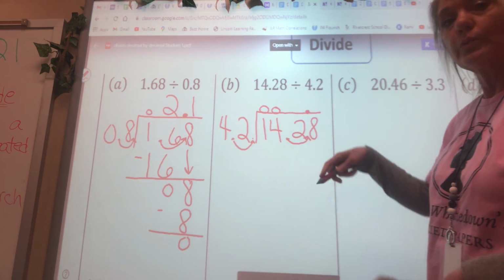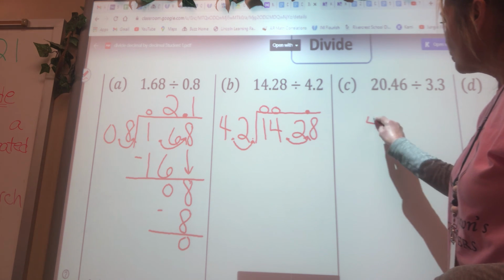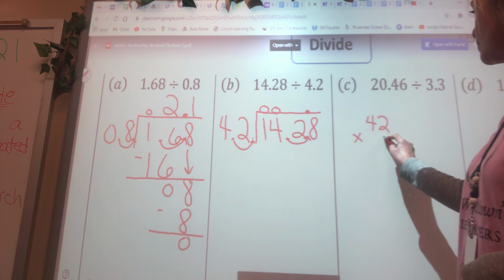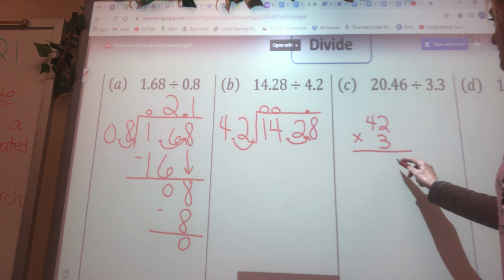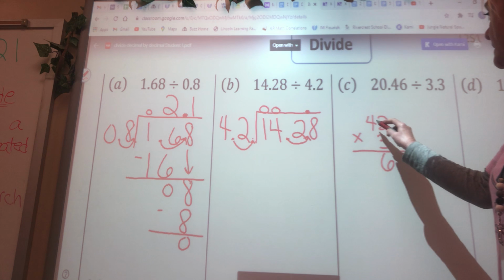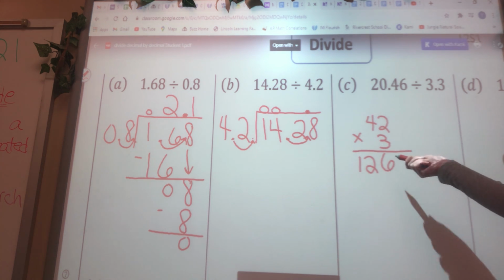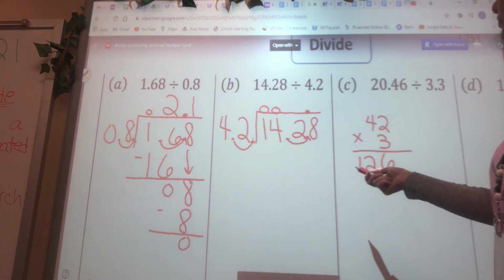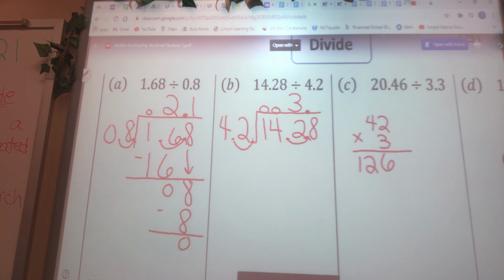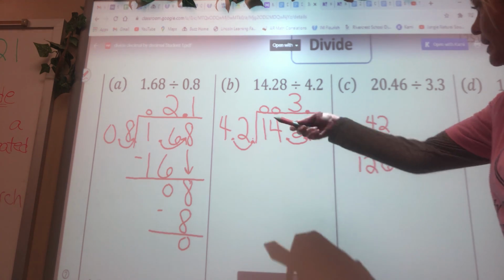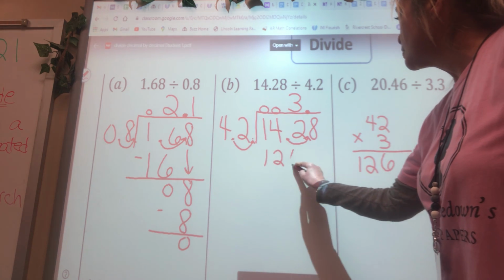So that I don't have to erase in my problem a lot, I'm going to do it over here. I'm going to see 42 times 3, because I think it might go 3 times. 3 times 2 is 6. 3 times 4 is 12. So yeah, 126, that's less than 142. So I'm saying it will go 3 times. And now I don't have to do that math again because I just did it right here. So I know it is 126.